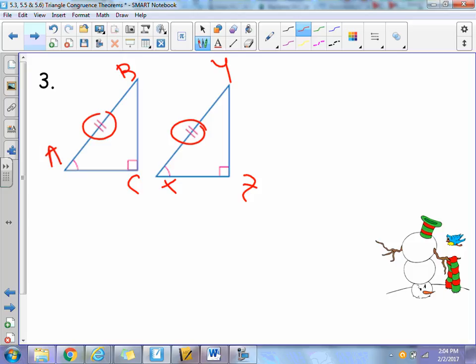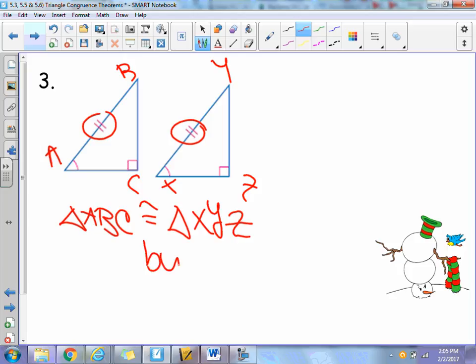You're saying A, and you're naming what A stands for, angle. This is an angle, this is an angle, this is a side. So this angle matches that angle, that's one. This angle matches that angle, that's two. This side matches that side, that's three. Does that make sense? Yeah. Okay. So triangle ABC would then be congruent to triangle XYZ. Questions?